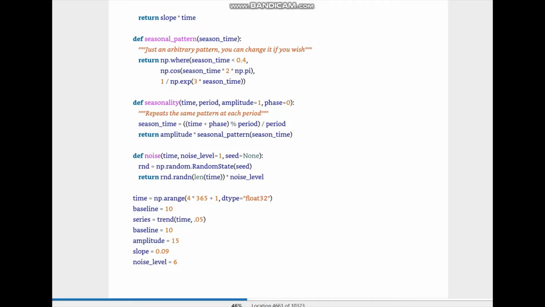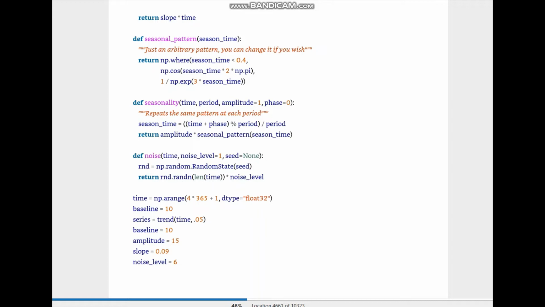Then noise, you know, noise is a random state. So we use np.random.RandomState with a seed, and noise level equals 1. We input the time as well and we return randn of length of time multiplied by the noise level. Then we have time, so we multiply 4, because we have 4 seasons, by 365 plus 1 extra day, with dtype float32. We take the baseline as 10, series, trend of time and 0.1, with a baseline of 10, amplitude of 15, slope of 0.9, noise level of 6.